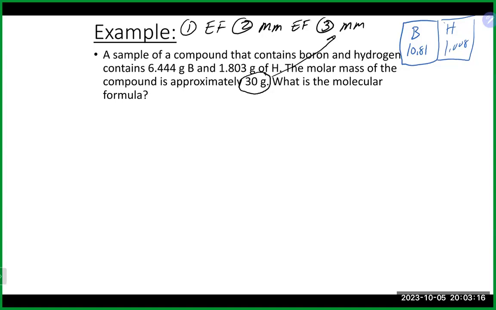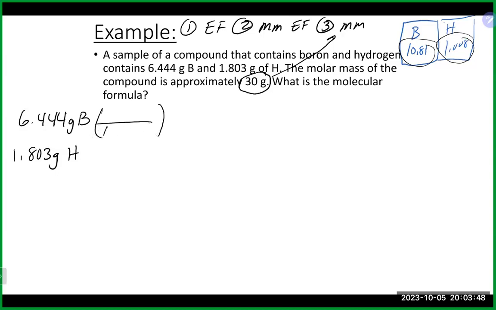So we're going to start out with an empirical formula calculation. It's already in grams, by the way, so don't convert them. Don't try to figure out percentages, because you don't need to do that. So we already have our 6.444 grams of boron and our 1.803 grams of hydrogen. Once they're in grams, we want to convert them to moles, so we'll use the molar mass from the periodic table. For boron, 10.81 grams per mole. For hydrogen, 1.008 grams per mole.